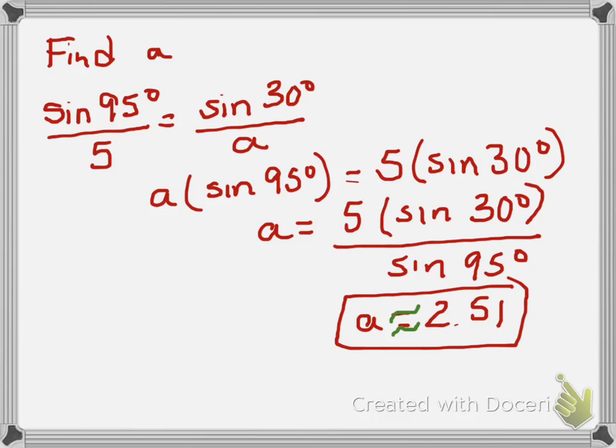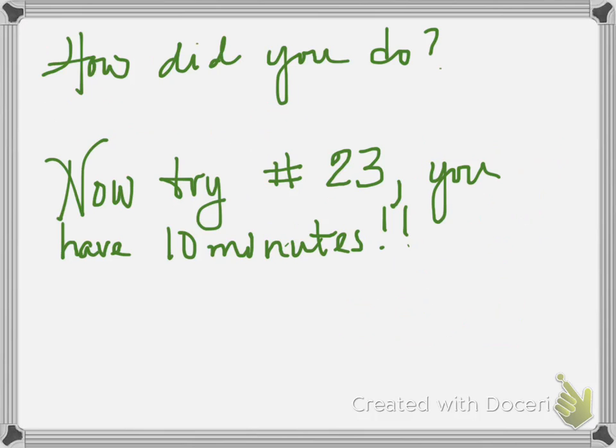Alright, so basically I've solved my triangle. I found my missing angle and my two missing sides. So how did you do? Hopefully you did pretty well. If your numbers were close, it's probably due to rounding errors. I try to round to the nearest hundredth when I'm doing these so that we can all be uniform.